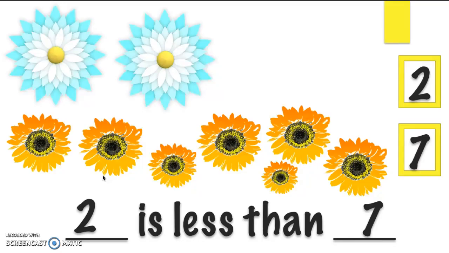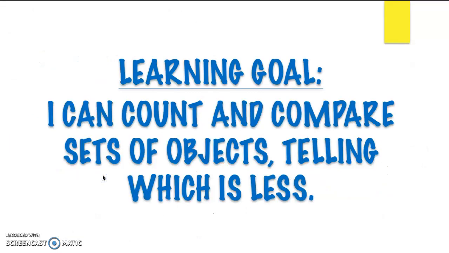Awesome. Now, if you feel like you need some more help, my recommendation is to make sure you're going in order of what you need to get done. So in order to compare, we need to know the amounts. So of course, you need to count them slowly first. Then, after you know how many there are, it's a little bit easier to compare. Okay? All right, so we're going to take all those good tools, and then our learning goal said, I can count and compare sets of objects, telling which is less. And that's exactly what you've been doing today.